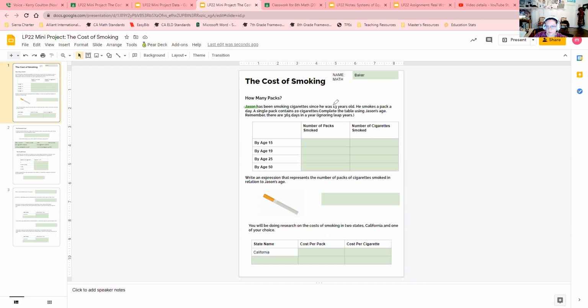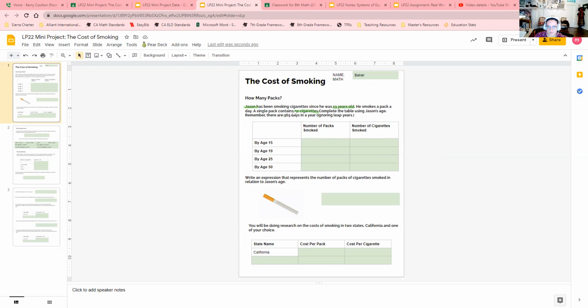Jason has been smoking cigarettes since he was 13 years old. He smokes a pack a day, so one full pack of cigarettes every day. A single pack of cigarettes will have 20 cigarettes in it. So he's smoking one pack a day. He's smoking 20 cigarettes every day. We're going to complete this table using his age.